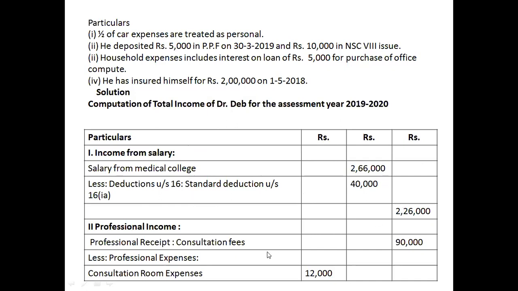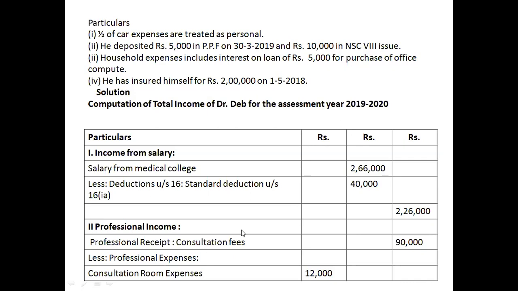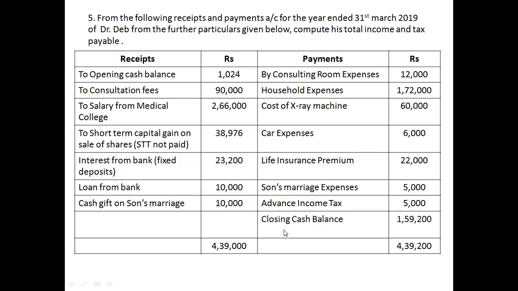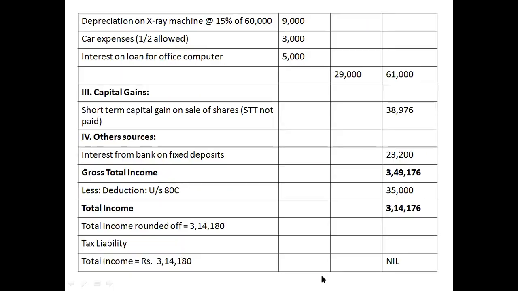Next, we are going to compute your professional income, which is receipts minus expenses. We have your professional receipts: the consultancy fees of 90,000 rupees. What are your expenses? There are consultancy room expenses of 12,000, so we have written consultancy room expenses as 12,000.